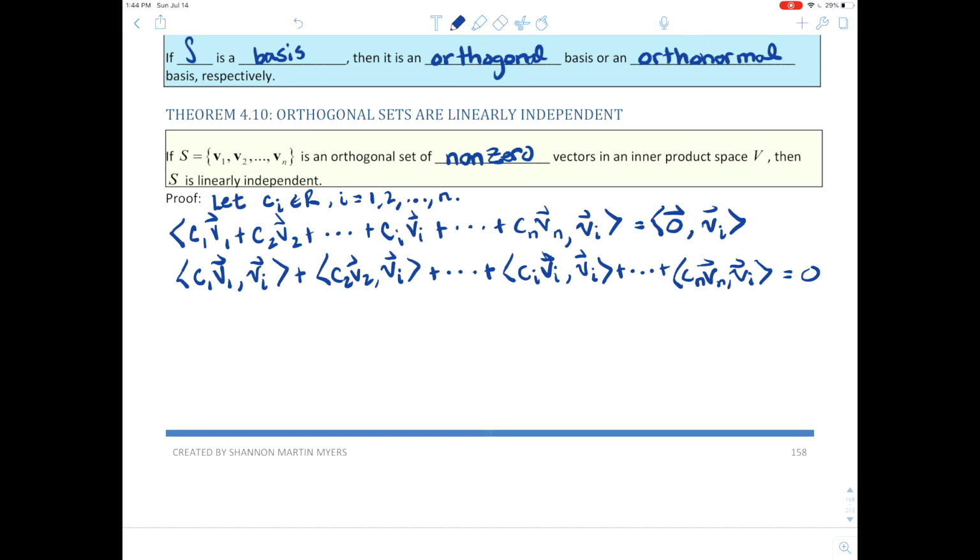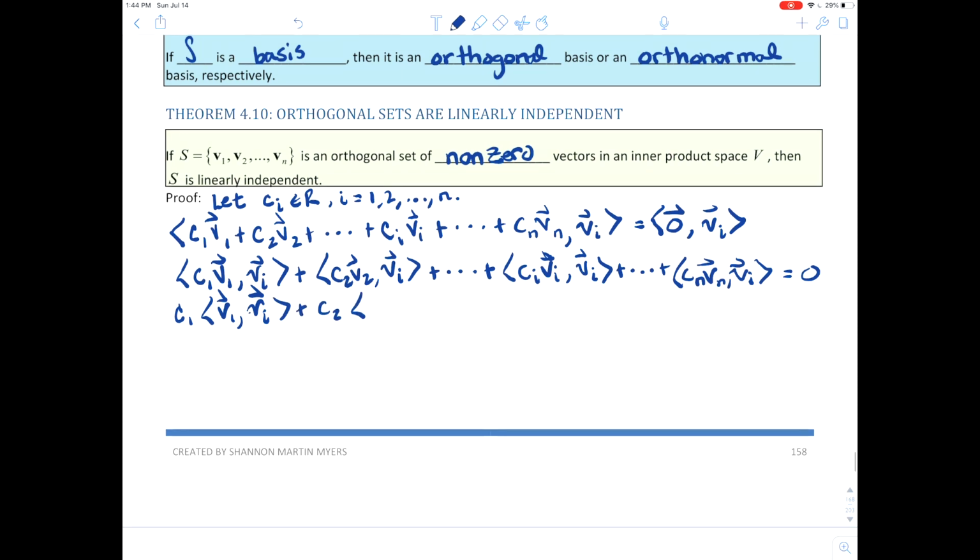Groovy? Well, continuing, we can take the C1 out and multiply it by the inner product of V1 with Vi, plus C2 times the inner product of V2 with Vi, and continuing in this way till we get to Ci times the inner product of Vi with Vi, plus dot dot dot, plus Cn times the inner product of Vn with Vi, and that's all equal to the scalar 0.